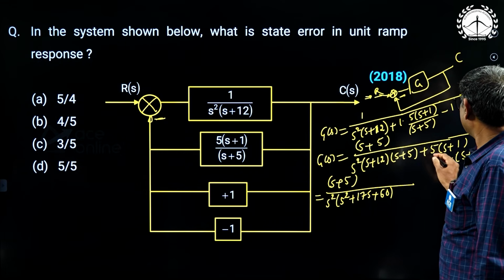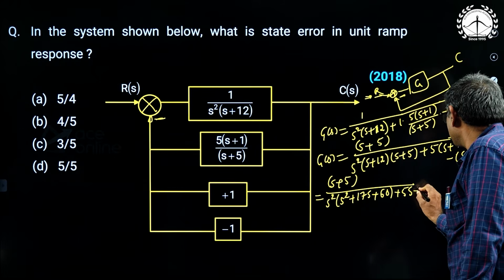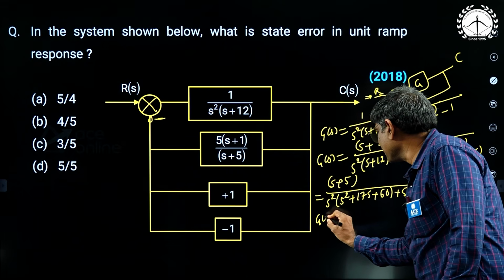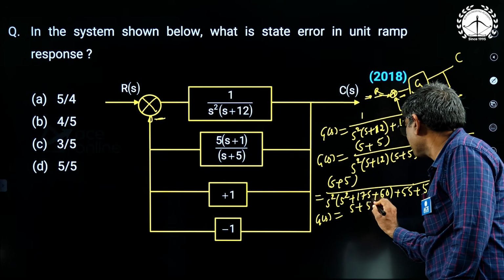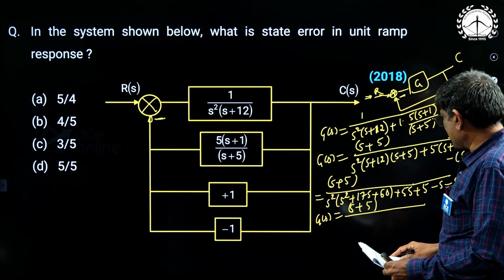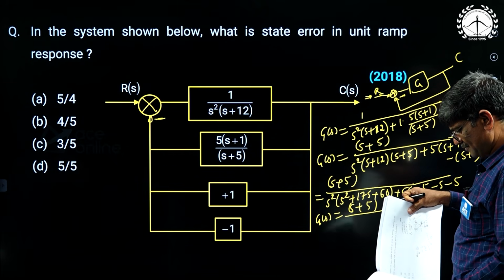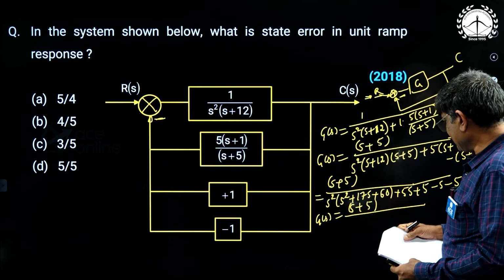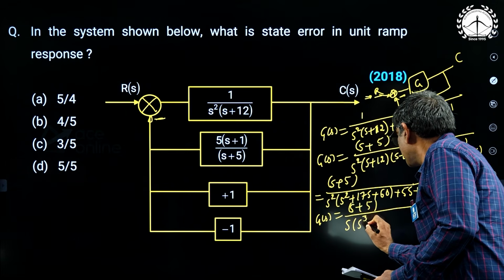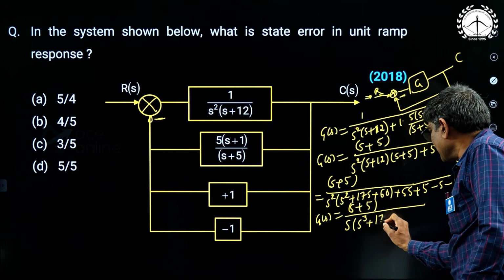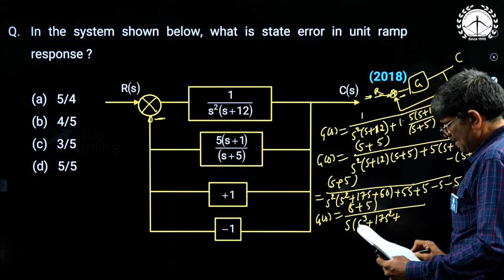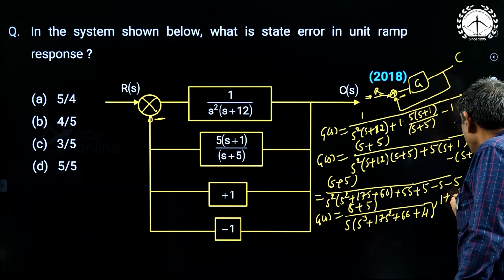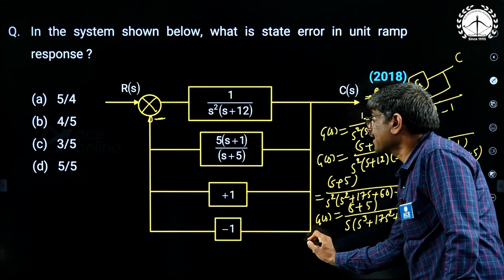So here 60 plus 5S plus 5 minus S minus 5. Then if you write G of S here, you will get S plus 5 divided by, expand this, one minute, final answer I will write. You simplify this, you will get S into S cube plus 17S square plus 60S plus 4. H of S is 1. So now steady state error for ramp input.